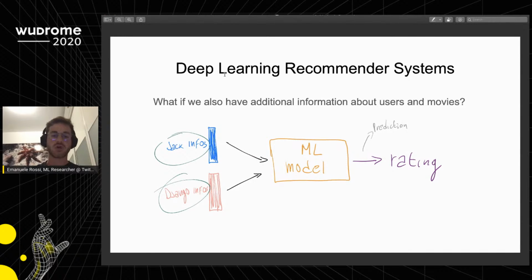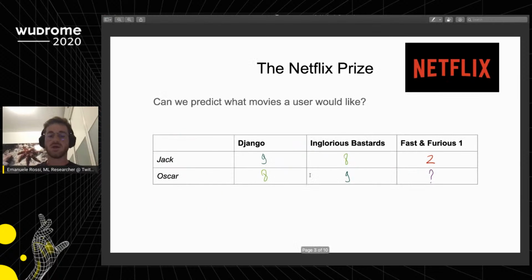Deep learning is very good at making use of features. So here you can imagine your input to your deep learning model is two vectors. One represents information about the user, in this case Jack. One represents information about the movie, in this case Django. You feed this into your machine learning model, it does its magic and makes a prediction. And in this case, it will be the rating. And this model will be trained on the data that we observe, so these numbers here, and we would use it to predict what's unobserved, so the question marks.